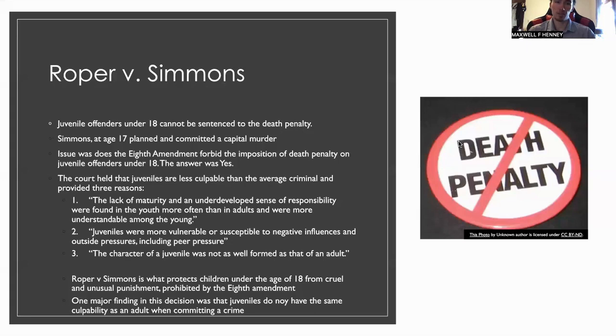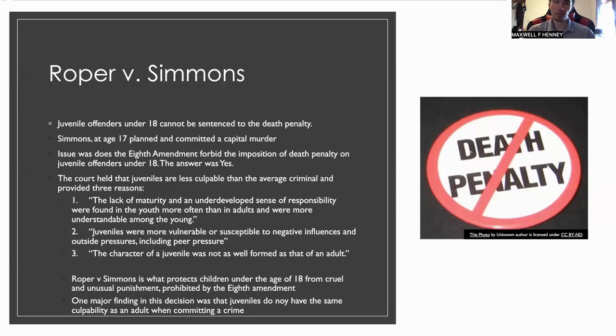Roper v. Simmons. This is a case where juvenile offenders under 18 cannot be sentenced to the death penalty. Simmons was 17 and planned and committed capital murder. The issue in this case was, does the 8th Amendment forbid the imposition of the death penalty on juvenile offenders under 18? The answer was yes.